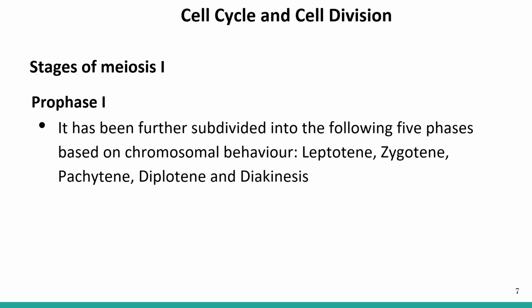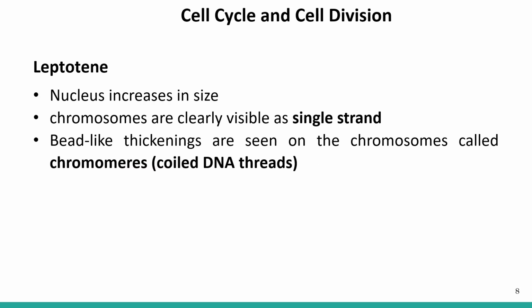Let's talk about prophase 1 again. Prophase 1 is further subdivided into leptotene, zygotene, pachytene, diplotene and diakinesis. That's why prophase 1 of meiosis 1 is complex and longer as compared to the prophase of mitosis. Prophase of mitosis is not divided further into substages, whereas prophase 1 of meiosis is divided into these 5 substages. Now let's talk about each of the substages of prophase 1.